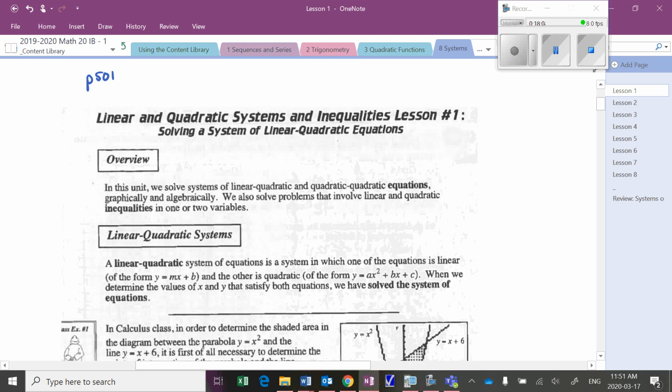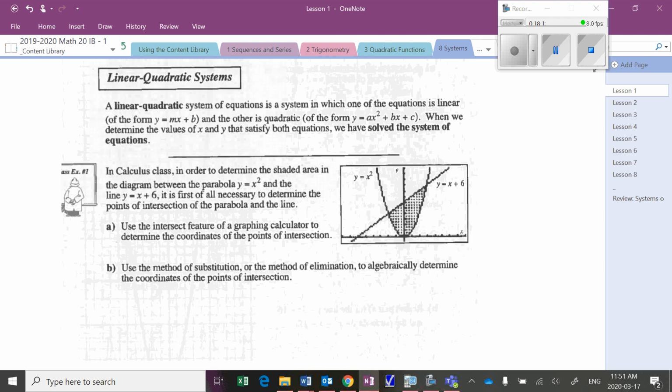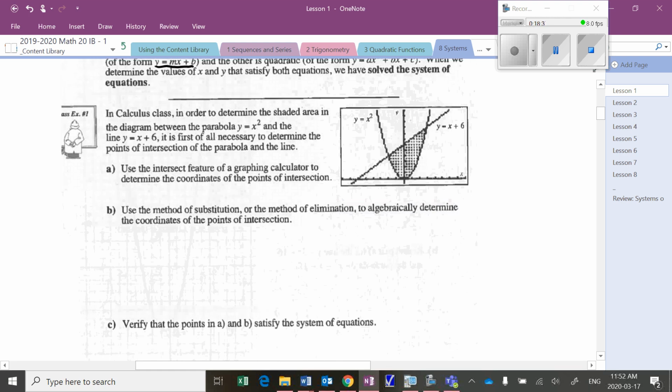So the linear quadratic system is, as it says, a system in which one of the equations is linear. It may be in the form y equals mx plus b, or it might be in a general form instead. The other, the quadratic, is in the form y equals ax squared plus bx plus c, and you guys are well familiar with quadratics at this point. So we want to determine values of x and y that satisfy both equations, and therefore we have solved.